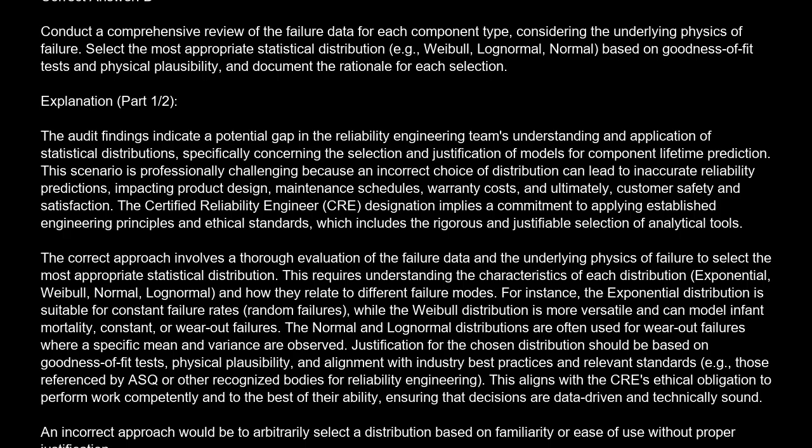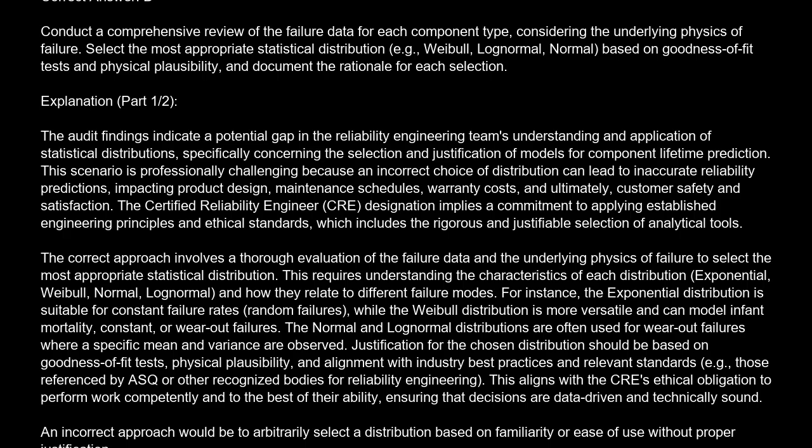Justification for the chosen distribution should be based on goodness of fit tests, physical plausibility, and alignment with industry best practices and relevant standards, e.g., those referenced by ASQ or other recognized bodies for reliability engineering. This aligns with the CRE's ethical obligation to perform work competently and to the best of their ability, ensuring that decisions are data-driven and technically sound.